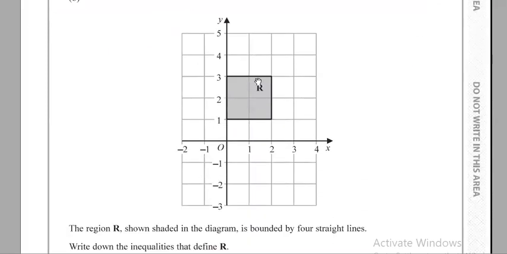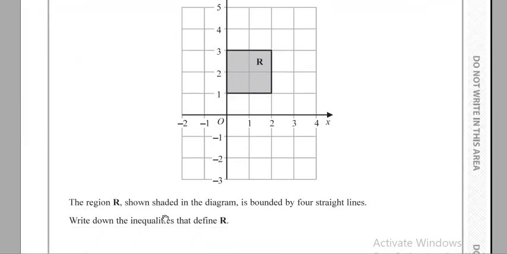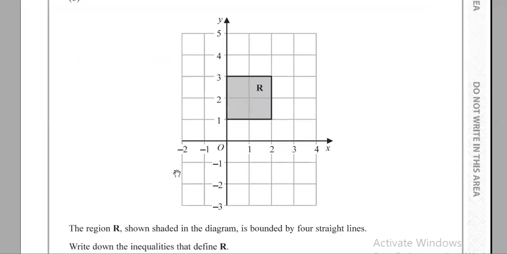Here we have a region which is bound by 4 lines. The region R shown shaded in the diagram is bounded by 4 straight lines. Write down the inequalities that define R. Now, to define R, it means I have to write down the equation of each line alone.